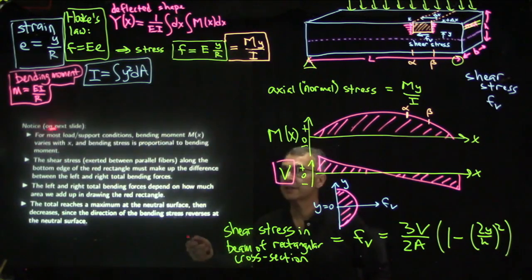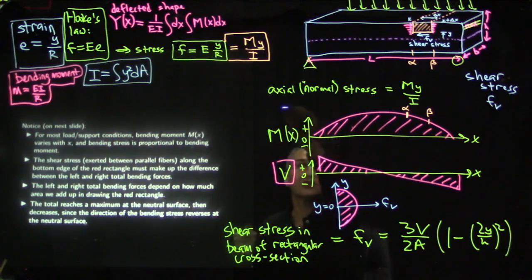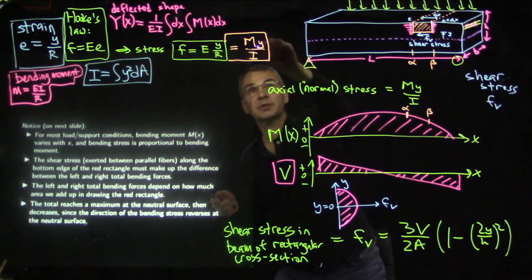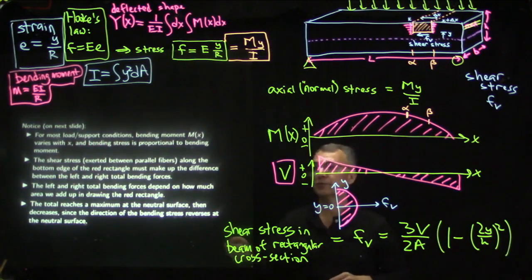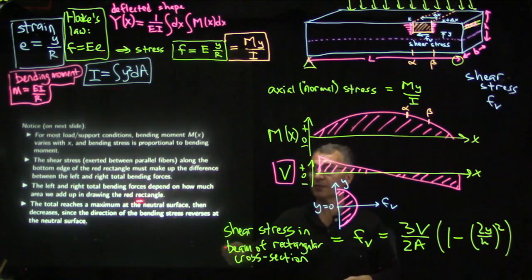So we're going to notice on the next slide that for most load and support conditions, the bending moment varies as a function of x, the length along the beam, and the bending stress, in other words, the axial stress in the fibers, is proportional to this bending moment. We know that. It's the bending moment times the height above the neutral axis divided by the second moment of area. The shear stress exerted between parallel fibers along the bottom edge of the red rectangle, well in this case I drew it as an orange rectangle, must make up the difference between the left and the right total bending forces. So this has to make up the difference between all this and all this. The left and right total bending forces depend on how much area we add up in drawing the orange rectangle.